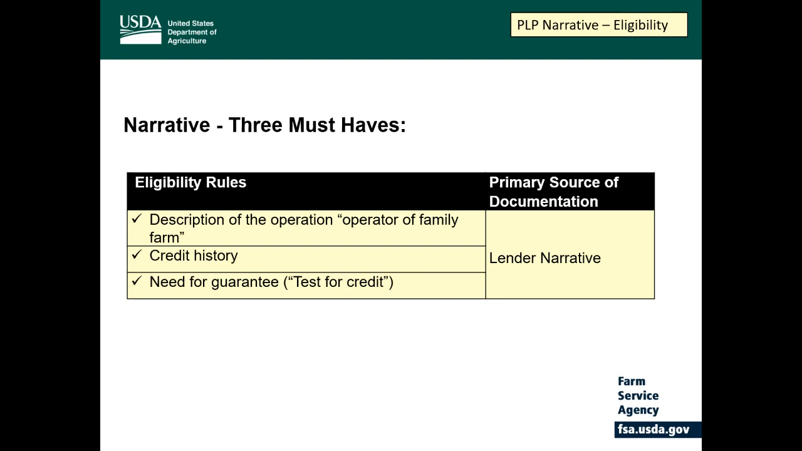A description of the operation, and what we do is use that to answer are they an operator of a family farm? Credit history, we're relying on you for that, and the need for the guarantee, what we call test for credit. So those are probably the three most critical to address thoroughly.